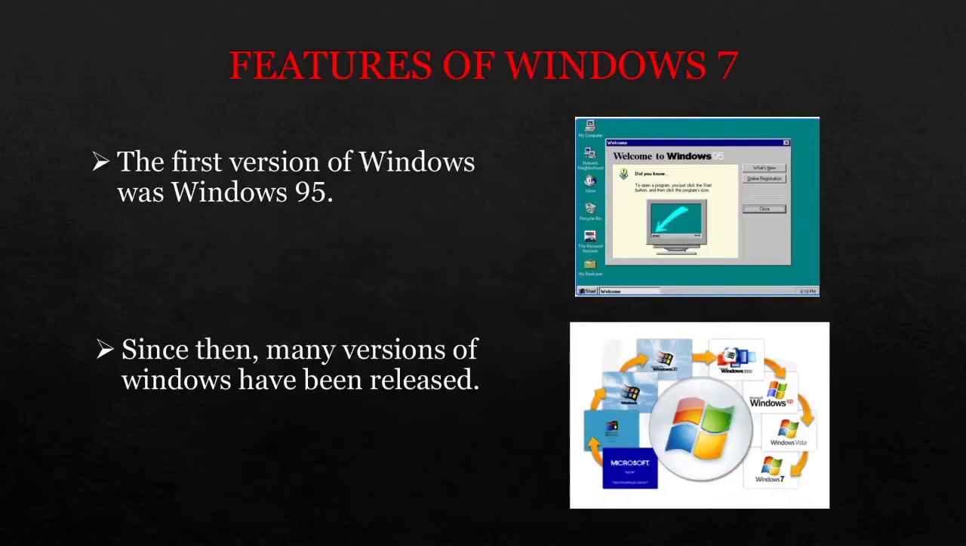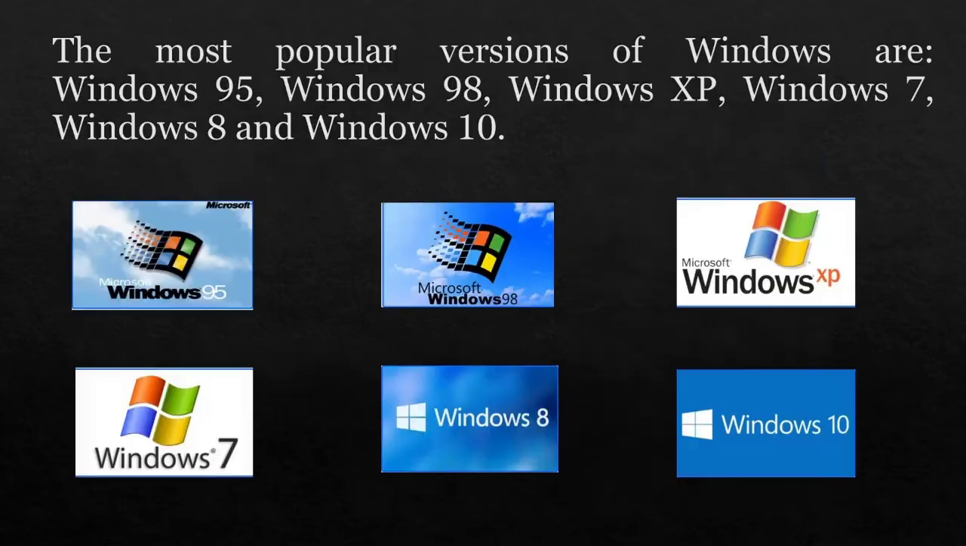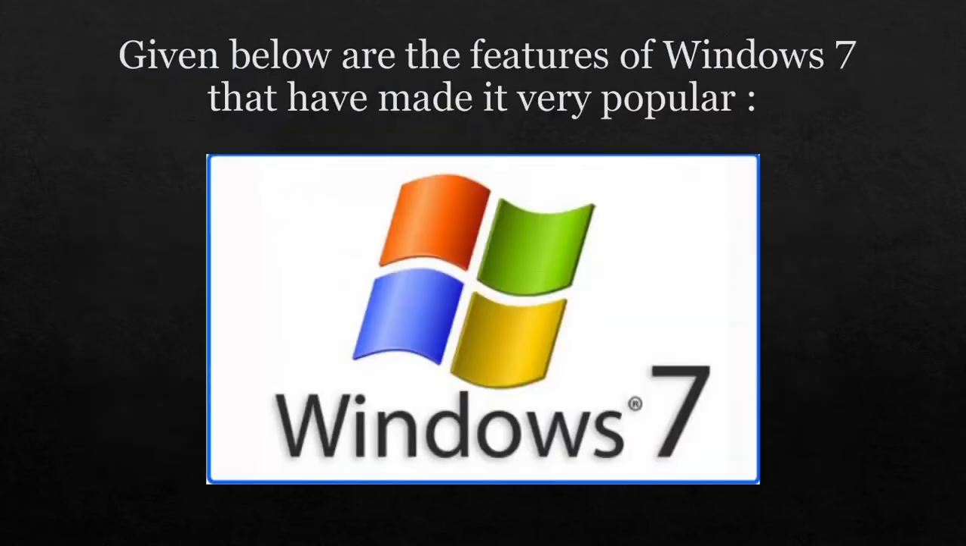Let us first understand about the features of Windows 7. The first GUI version of Windows operating system was Windows 95. Since then, many versions of Windows have been released. The most popular versions of Windows are Windows 95, Windows 98, Windows XP, Windows 7, Windows 8 and Windows 10. Given below are the features of Windows 7 that have made it very popular.